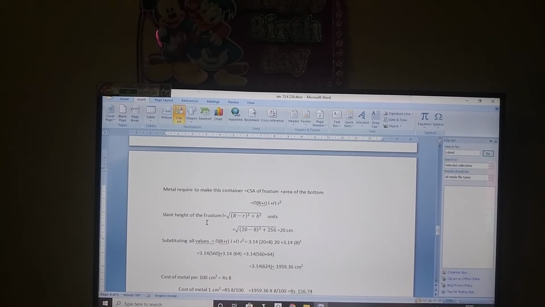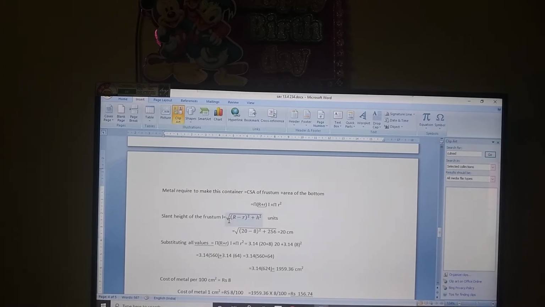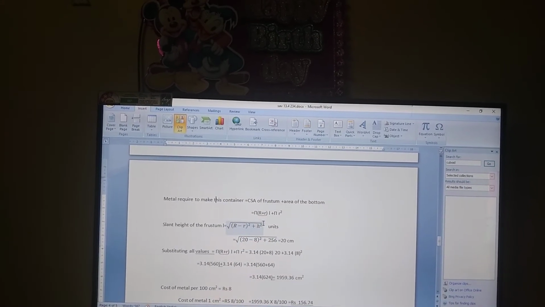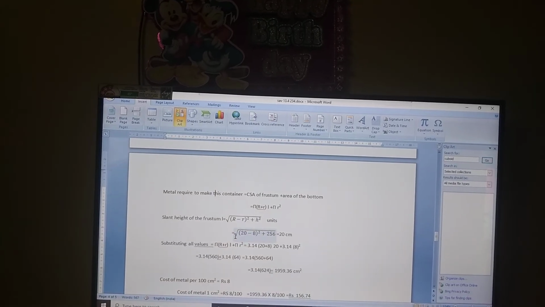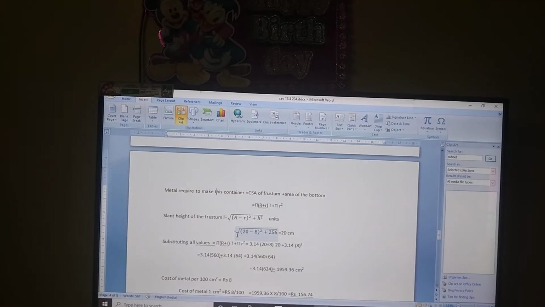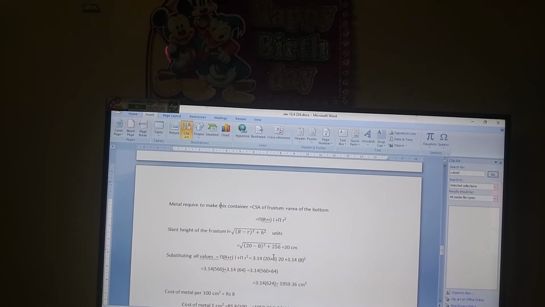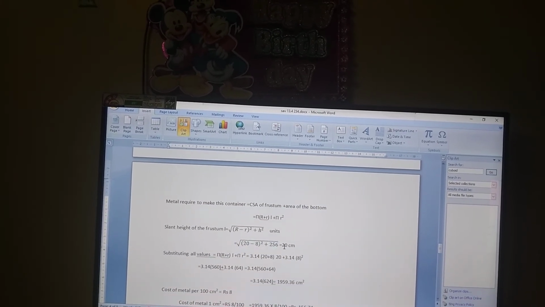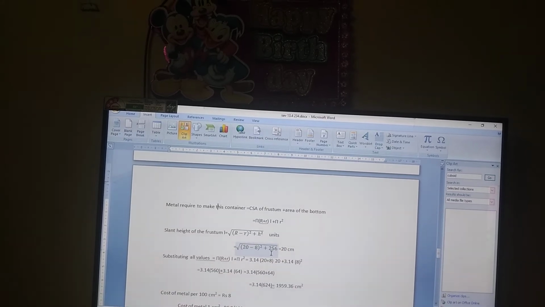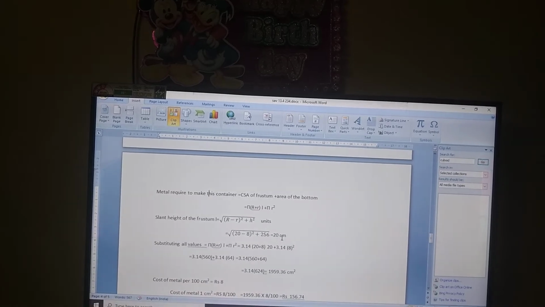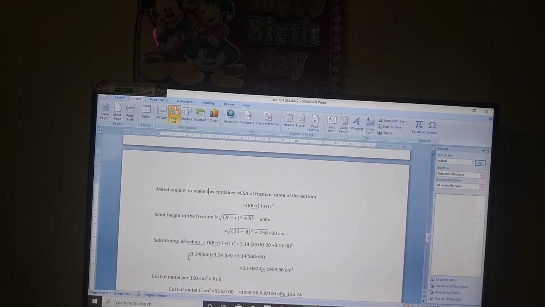To find the slant height, we use the formula square root of capital R minus small r whole square plus h square. I am substituting capital R value 20, small r value 8, and h value 16. So 20 minus 8 whole square, 12 square, 144 plus 256, 400. Square root of 400 is 20 centimeters, the slant height value.